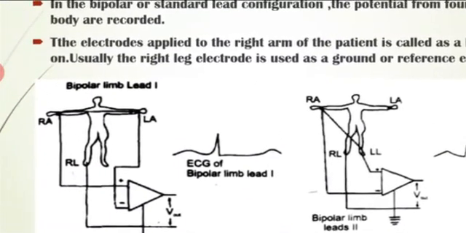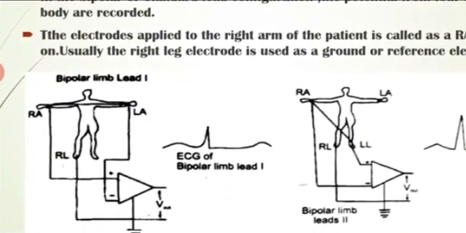In the first lead configuration, the right leg is used as a reference, and here they connect the electrodes for the right arm and left arm. For lead 1, the right arm is given to the positive of the amplifier, and the left arm is given to the negative of the amplifier. That is the lead 1 connection.